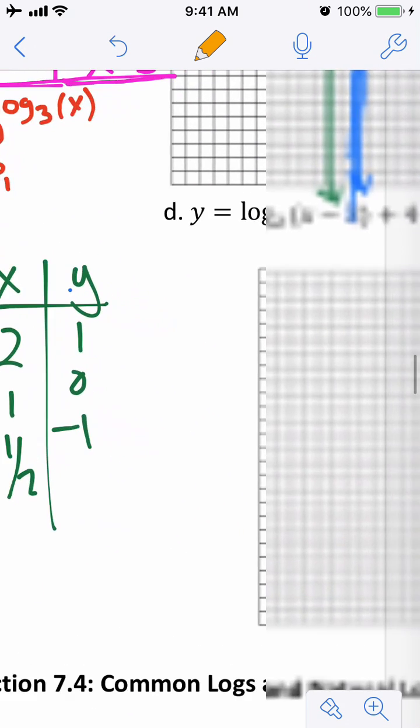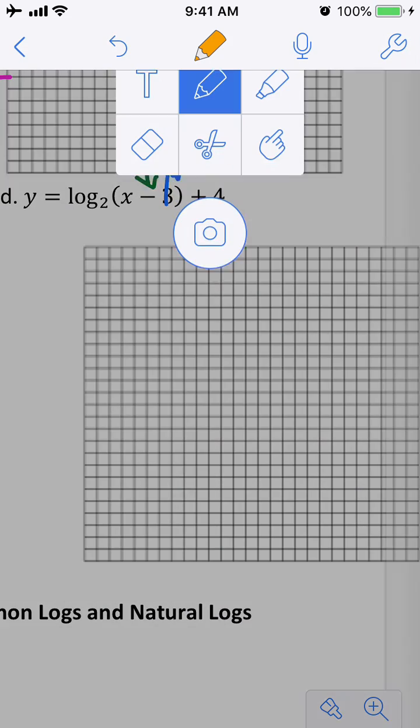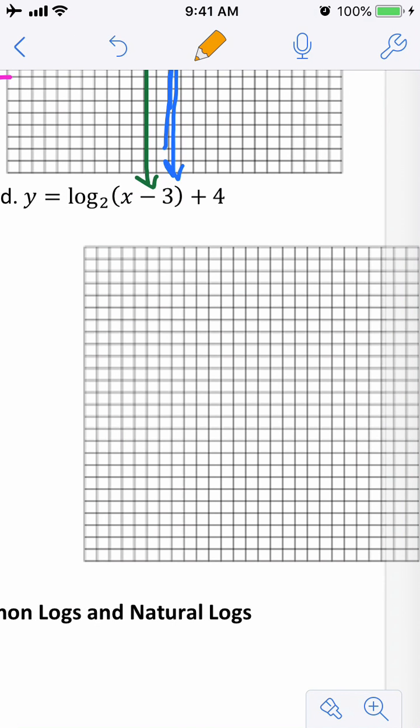Last but not least, we're going to apply multiple transformations. So what does this one say? Well, it's hard to read because I wrote over it. Boop, there we go. It says, take the parent function and do what? Well, what's the parent function? Is it log base 2 of x minus 3, and then I have to add 4 to it? Is it log base 2 of x plus 4, and then I subtract 3? It's both. It's neither, actually.